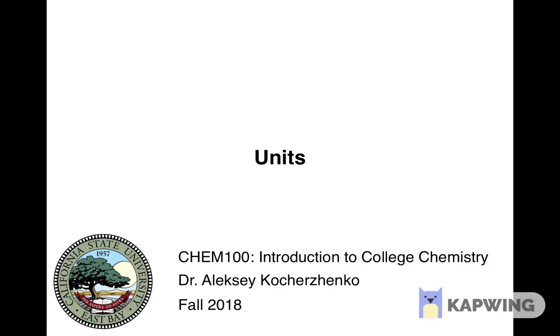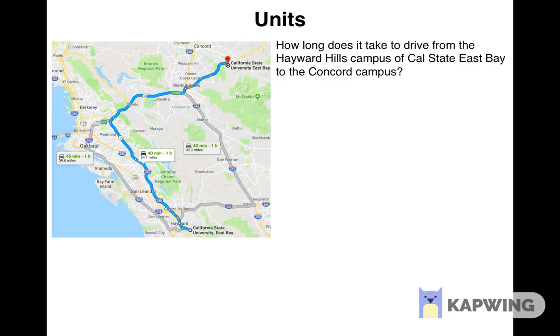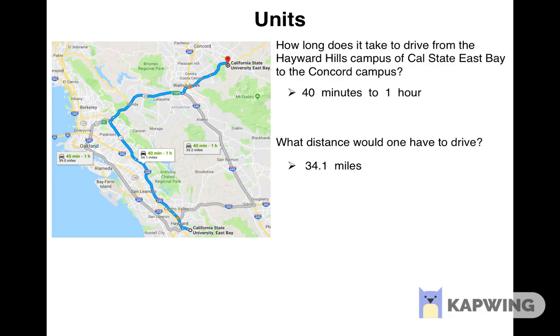When performing any calculation with numbers that describe real-world quantities, it is very important to keep track of units. For instance, if you wanted to drive from the Hayward Hills campus of Cal State East Bay to the Concord campus, Google Maps could tell you that your drive would take approximately 40 minutes to 1 hour. It could also tell you that the distance you would have to drive is 34.1 miles.